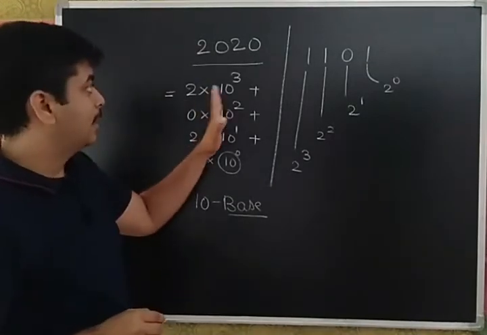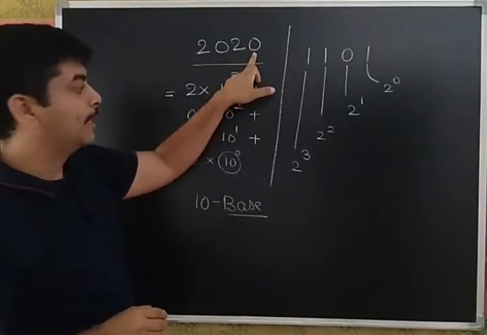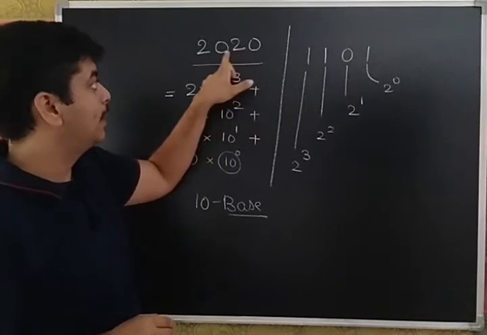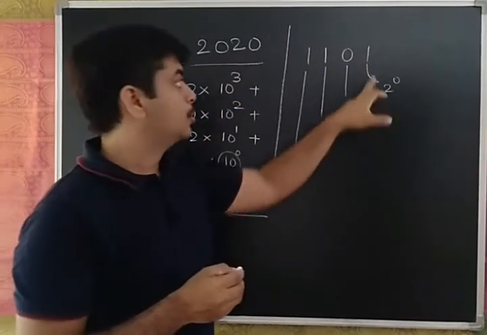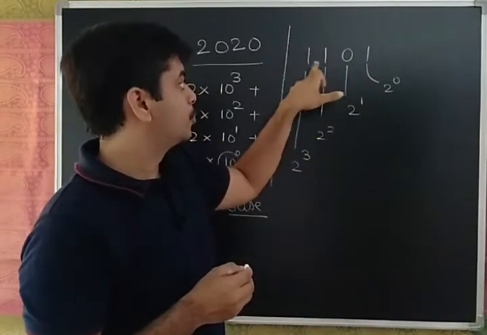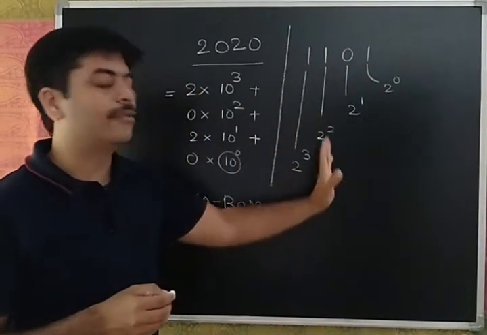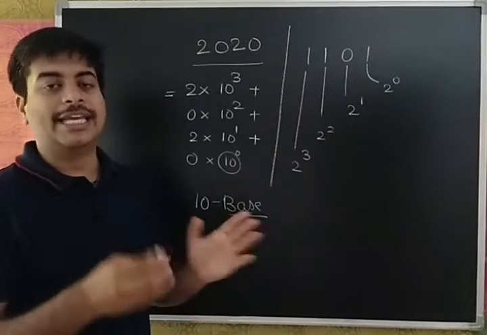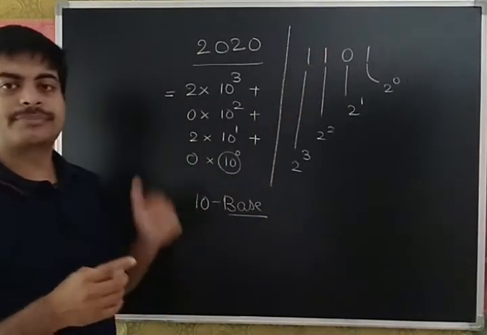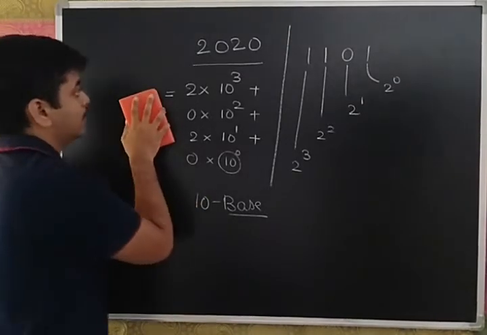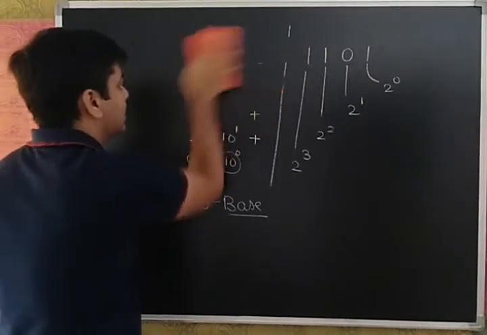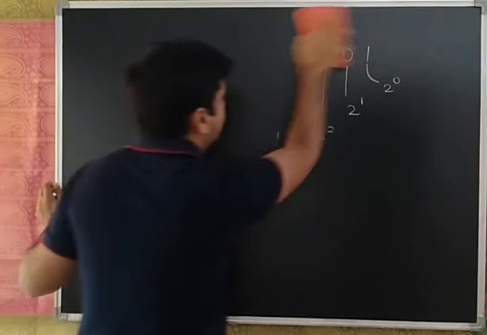See, here the base is 10, so we are multiplying with 10 power 0, 10 power 1, 10 square, 10 cube. In a similar way, here the base is 2, so 2 power 0, 2 power 1, 2 power 2, 2 power 3. Whatever number we get is the actual decimal equivalent of this binary number. Let us quickly have some examples and learn through them. Let us take one small number, maybe 24.